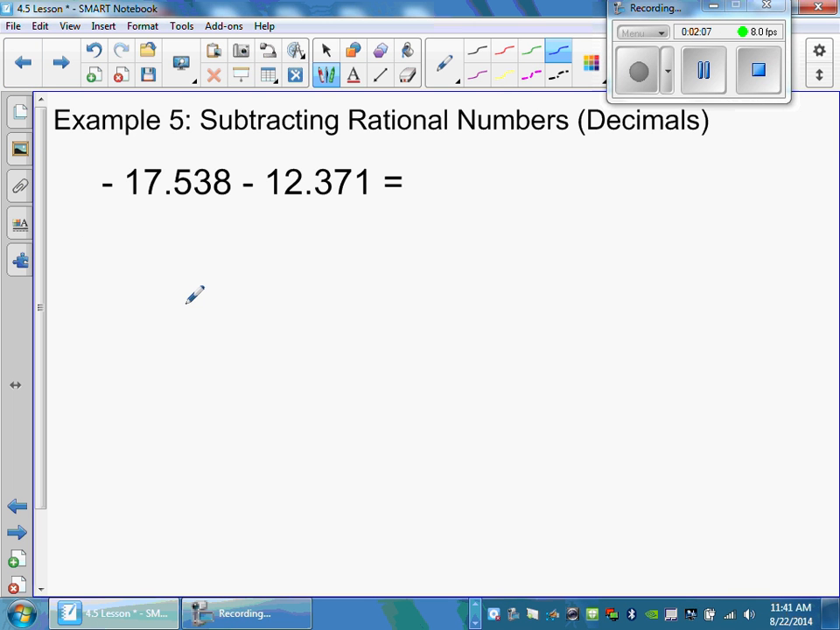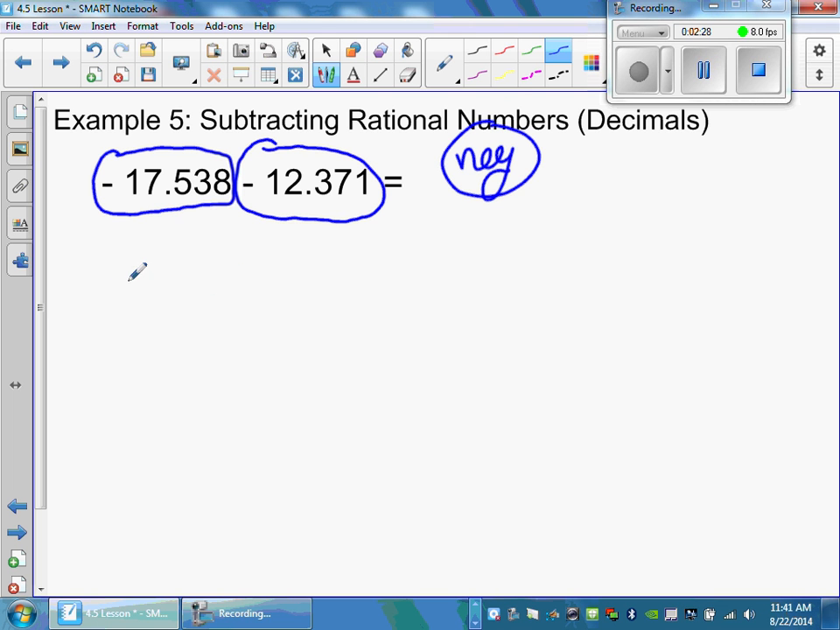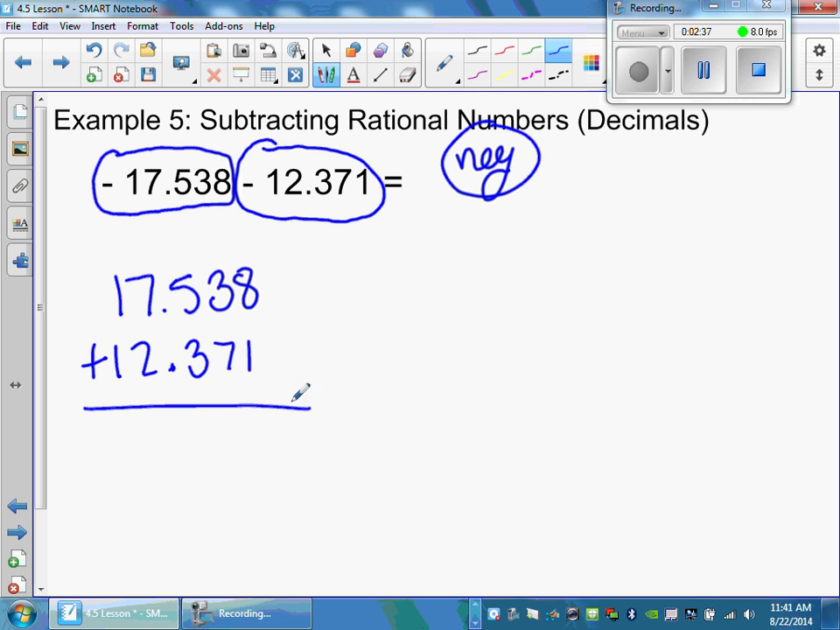Okay, subtracting rational numbers. Here's a decimal. Here we have negative 17.538, and this is a negative 12.371. So negative, negative, signs are the same. Add and keep the sign. Our answer is going to end up negative. So I'm going to add these two numbers together. You line up the decimal when you add decimals. So decimal, decimal, decimal.